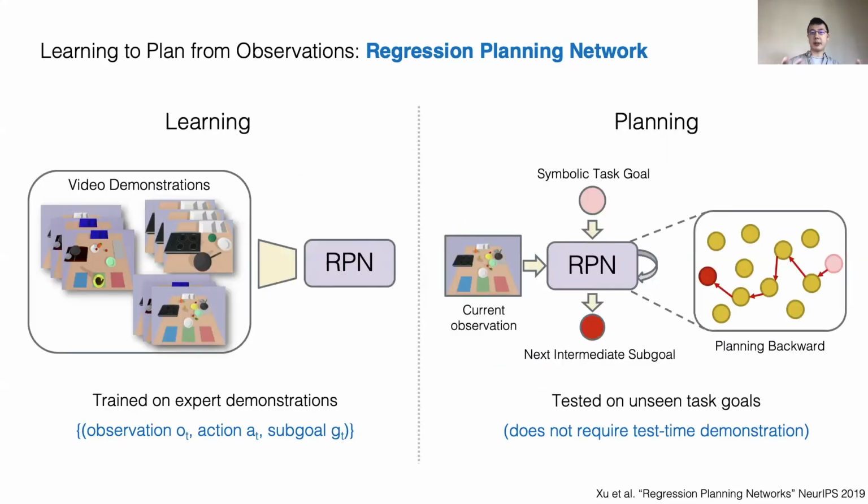So this kind of explains how the inner working of RPN looks like. During training, we use a large set of expert video demonstrations that contain the visual observation, the demonstrator action, and the sub-goal as the supervision to train our model. At test time, our model is tested on zero-shot generalization to new task goals that are not included in the training set. So here, the RPN model learns to plan based on the goal states without seeing any video demonstration of the final test task.